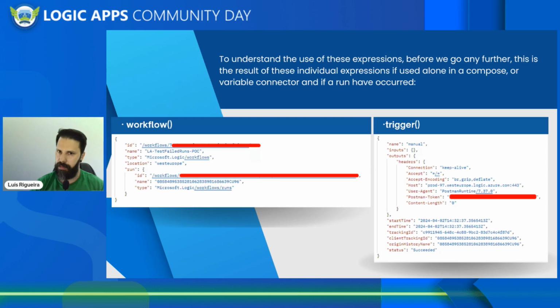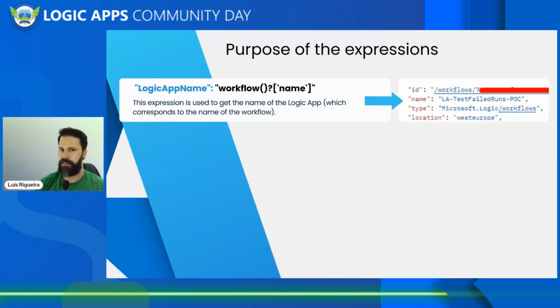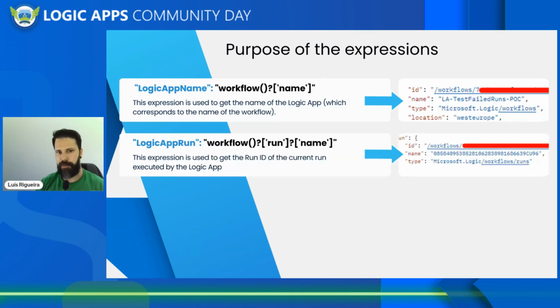But to understand the use of these expressions, before we go any further, we need to see the result of these individual expressions if used alone in a compose or a variable connector, and if a run has occurred. The purpose of these expressions: the logic app name. This expression is used to get the name of the logic app, which corresponds to the name of the workflow. The logic app run. This expression is used to get the run ID of the current run executed by the logic app.